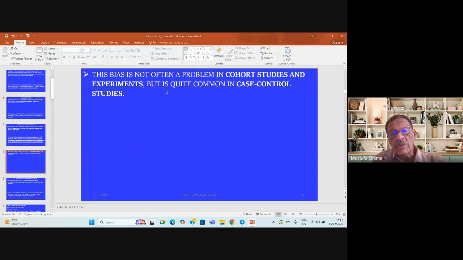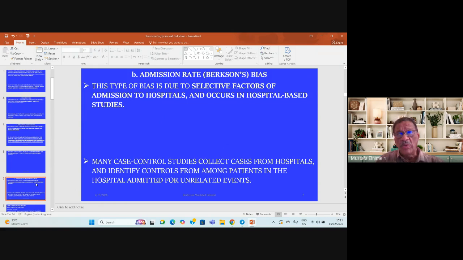This bias is often not a problem in cohort studies or experimental study designs, but this is very commonly encountered in case control as we deal with cases. So we miss the mild cases, and we also miss the cases who died.